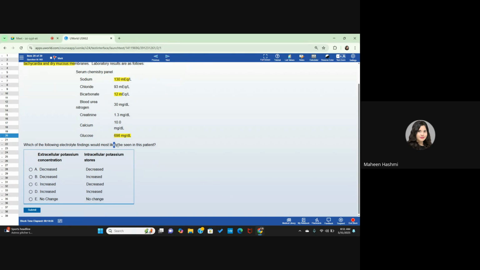All right, if you kind of go down. Okay, what's going to happen to the potassium? Intracellular decrease and extracellular increase. C, both decrease, because potassium shifts from the cell to the extracellular space, and from the extracellular space it will be excreted in the urine, so both sides will be decreased. I will go for A.